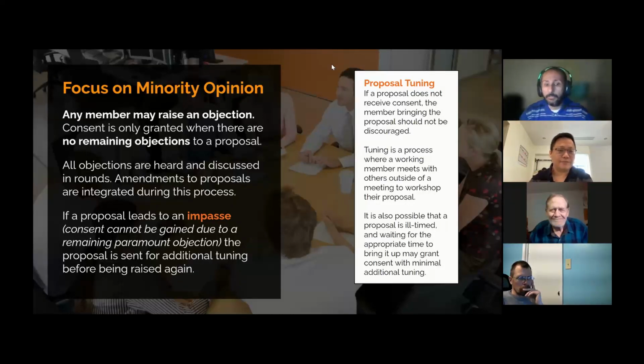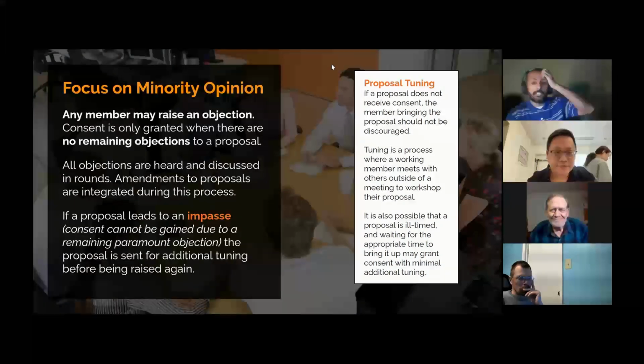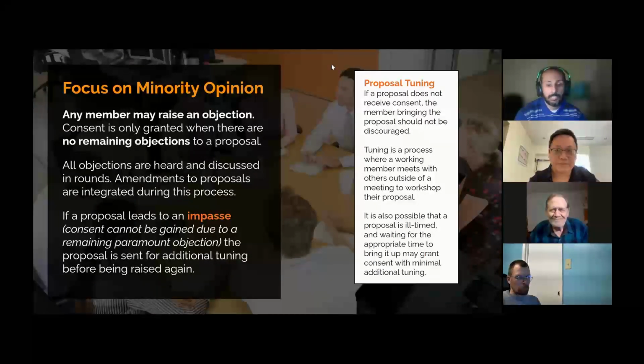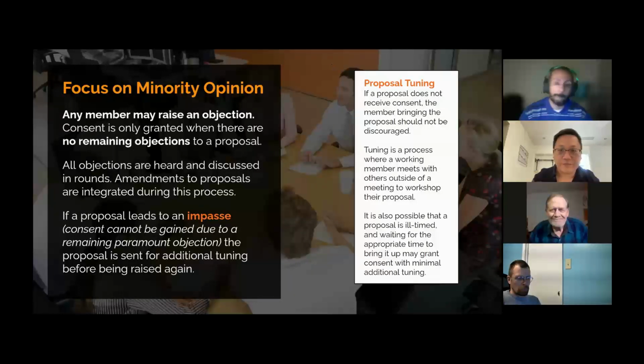Now, a paramount objection is one of two things. It's going to be explained later. If a proposal does not receive consent, the member bringing proposals should not be discouraged. Tuning is a process where a working member meets with others outside of the meeting to workshop their proposal. It is also possible that a proposal is ill-timed, and waiting for the appropriate time to bring it up may grant consent with minimal additional tuning.